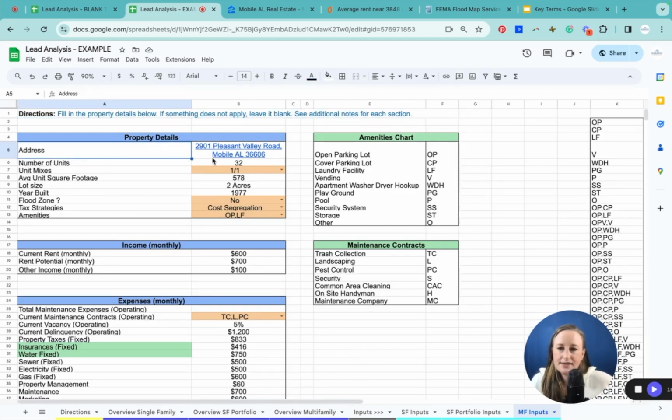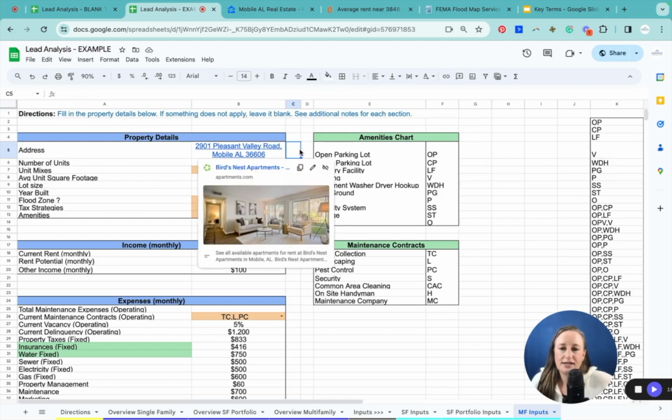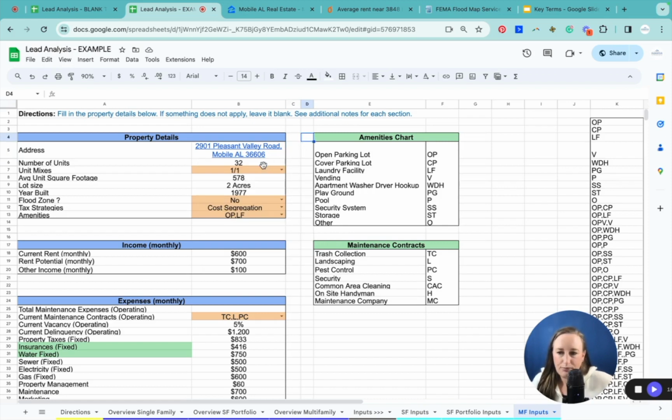So up here, you're going to put in all of your basic property details. I chose one of the apartment complexes that I used to manage just as an example here. This is an apartment complex in Mobile. It was 32 units. All of them were 1-1s. The average square feet of these apartments was 578. There were little ones. The lot size, this property was on 2 acres. It was built in 1977, not in a flood zone.